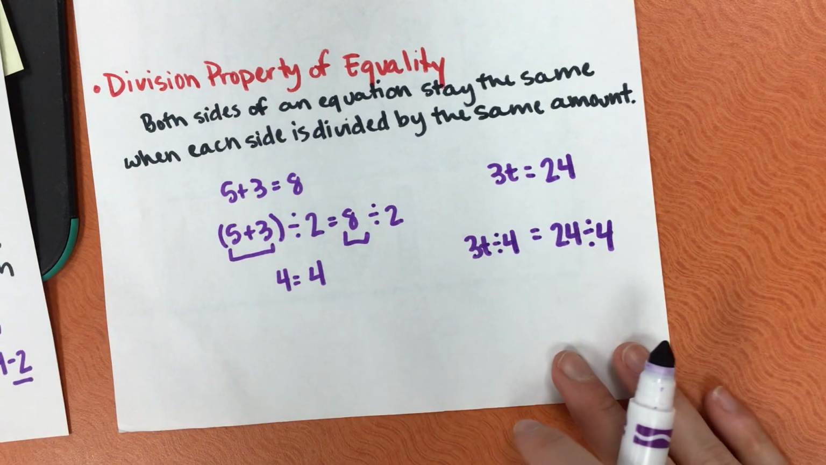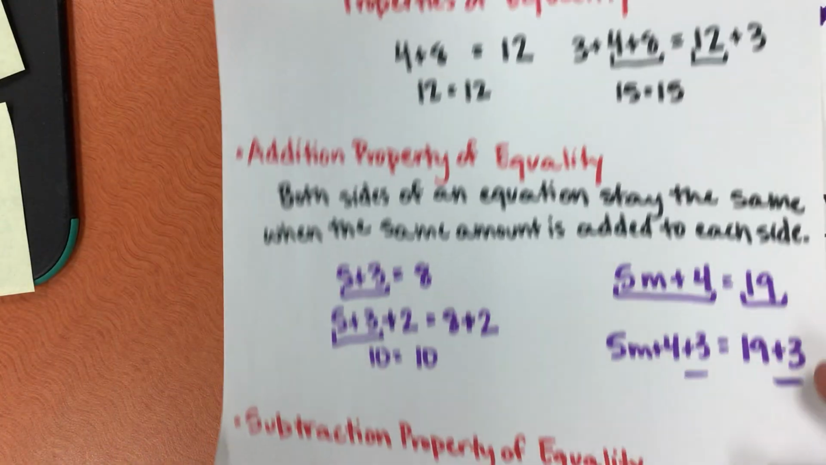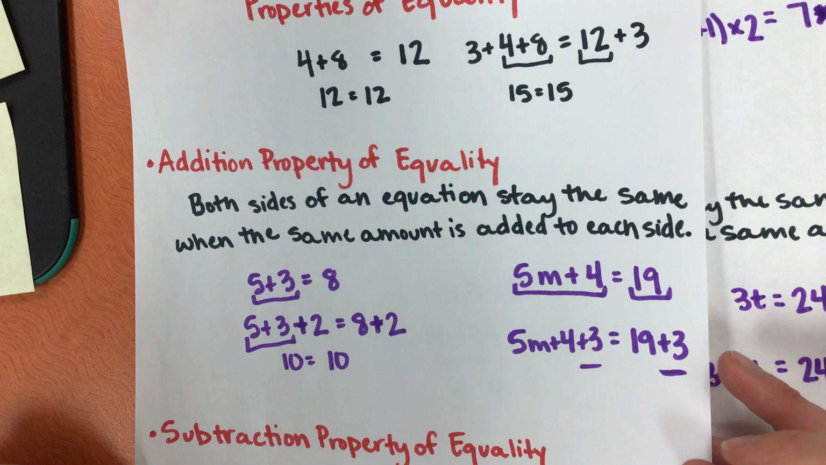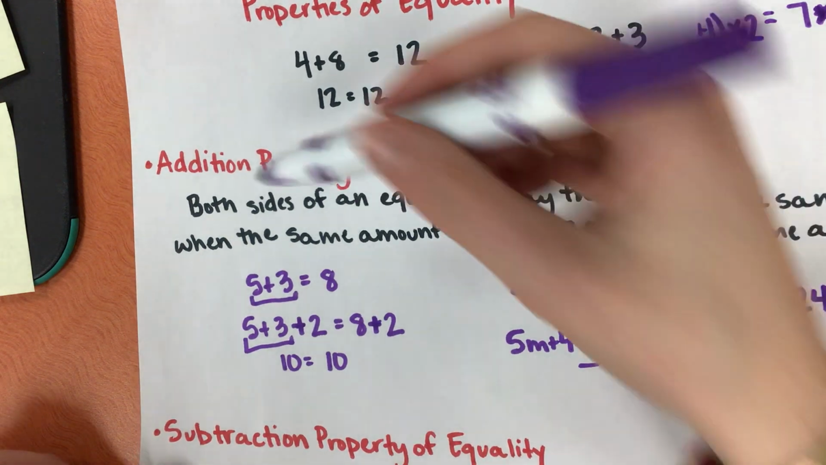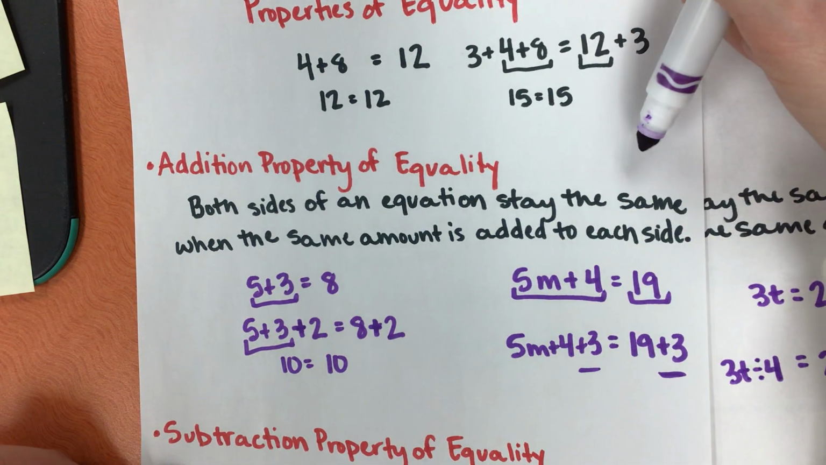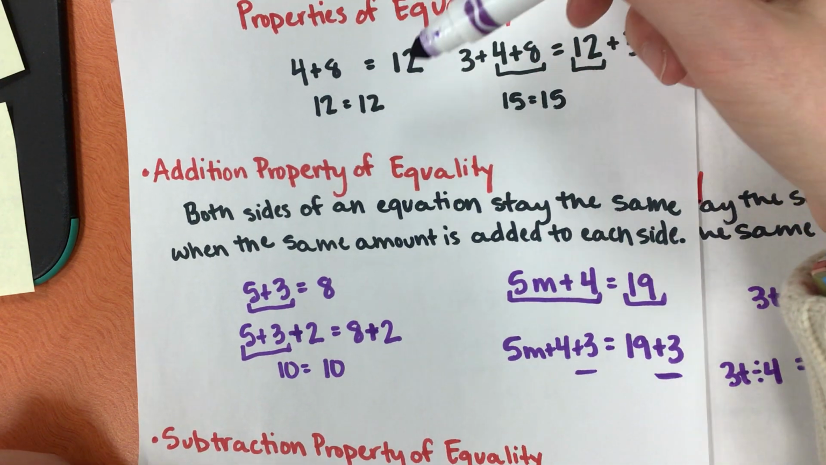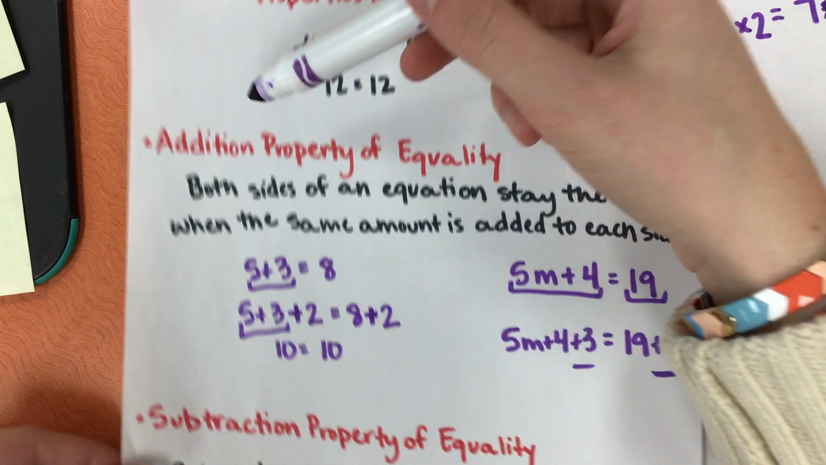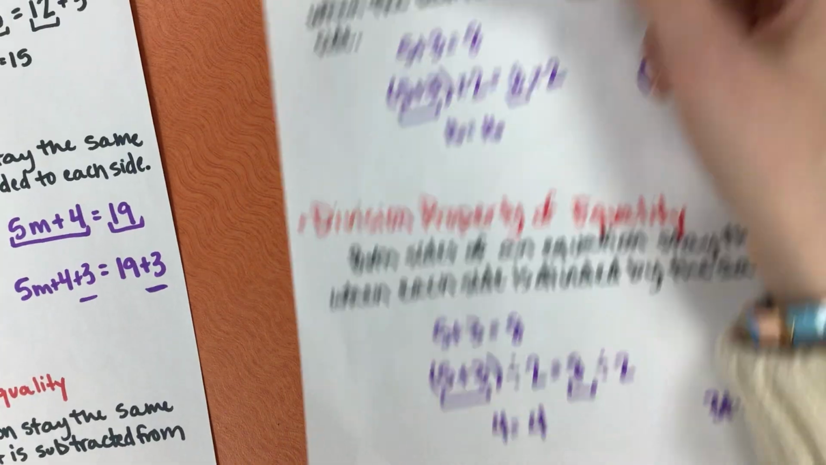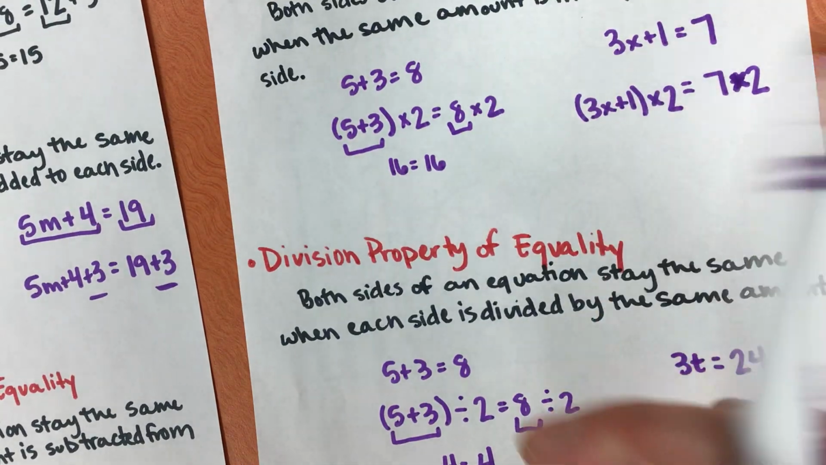Okay? So no matter which property of equality we're using, what we need to remember is that in order to keep both sides of an equation the same, you have to do the same operation to each side of your equation, whether it be addition, subtraction, multiplication, or division.